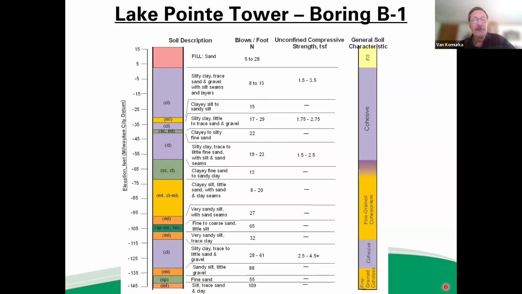Generalized soil profile beneath the building. We'll look at these generalized soil types again: cohesive, fine grained, cohesionless, silts and sands. These are silty clays up here. We get into some clays again, and then down here, these are granular. These are tills, glacial tills, and you can see the blow counts aren't that stellar.